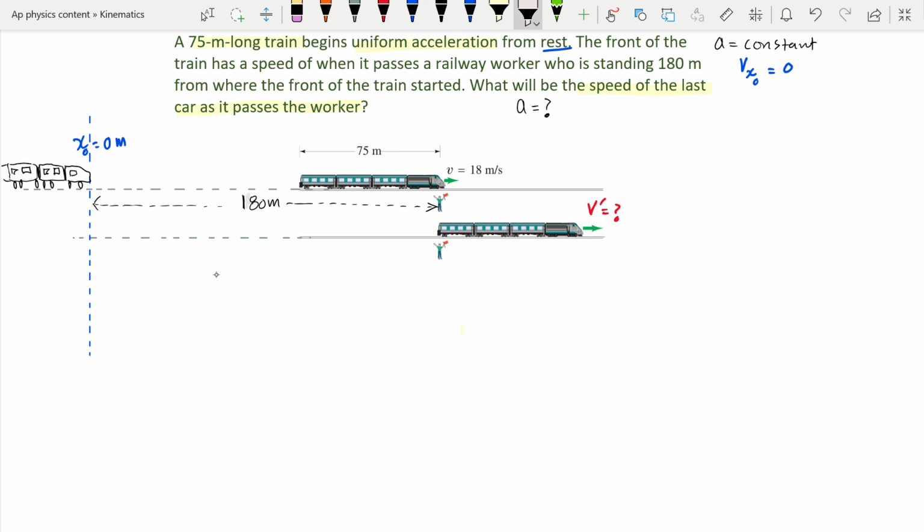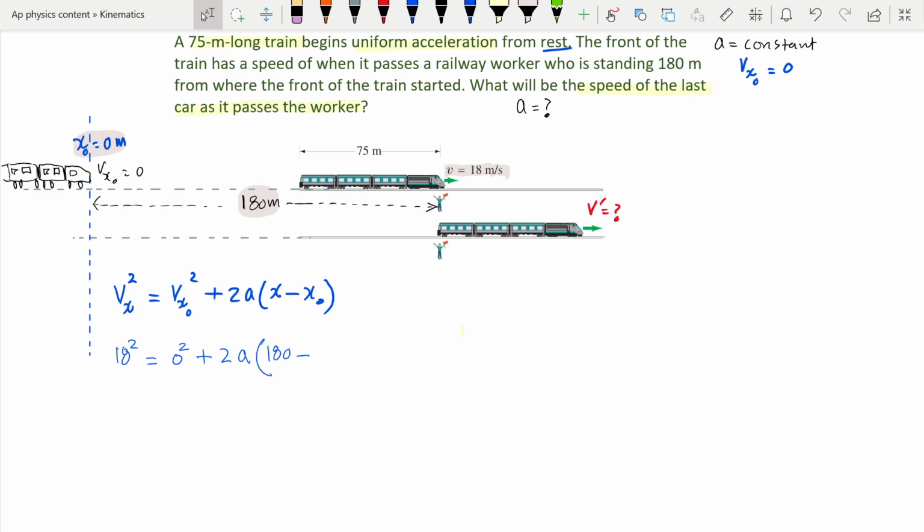Okay, and you know the displacement covered, you know the initial position, we know the final velocity, we know the initial velocity as well. So let's use the equation. This equation will work perfectly: vx square equals v0x square plus 2a into delta x, which is x minus x0, equal to 180 meters. This is 18 square is equal to 0 square plus 2a into 180 minus 0. So you can work on it.